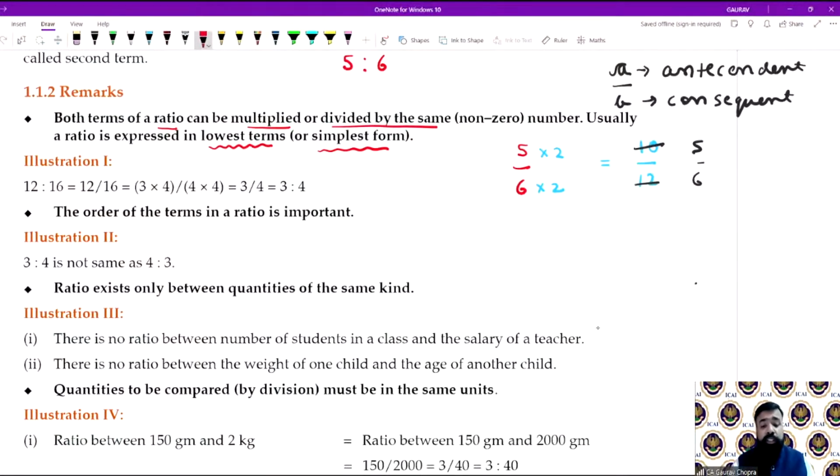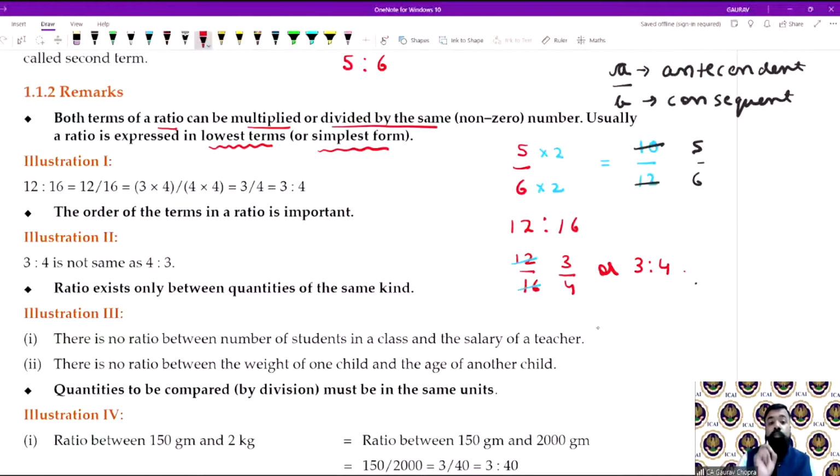All right. Now let us take one simple example. Illustration number 1: 12 ratio 16. We can even write it as 12 by 16. In order to simplify, we can cancel and it will become 3 by 4, or it can be written as 3 ratio 4.